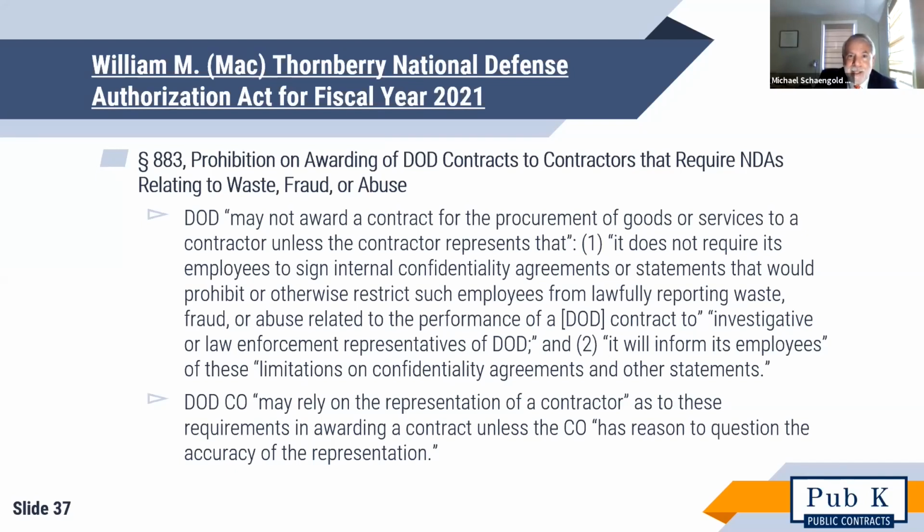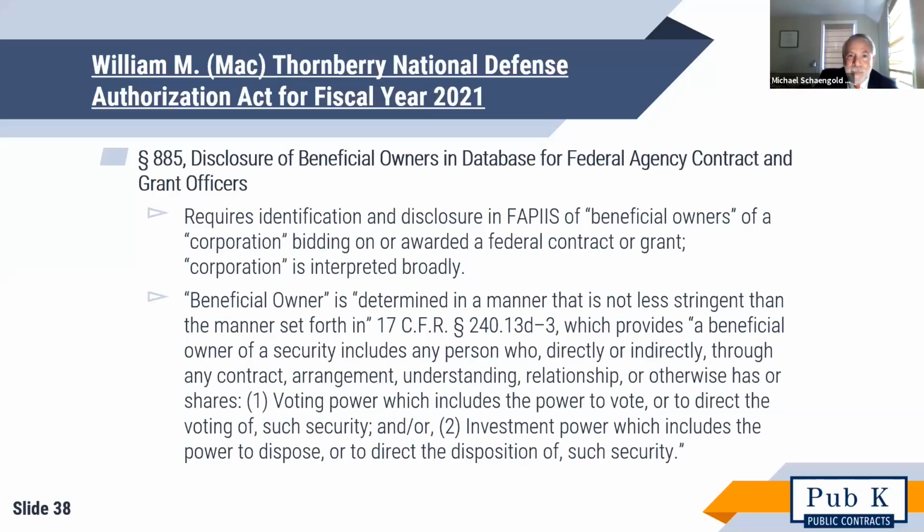Next, slide 38. Continuing a bit of a theme, Section 885 amends Title 41 to require identification and disclosure in the Federal Awardee Performance and Integrity Information System, that is FAPIIS, in that database, of the beneficial owners of a corporation that is bidding on or awarded a federal contract or grant. The term corporation is very broadly defined.